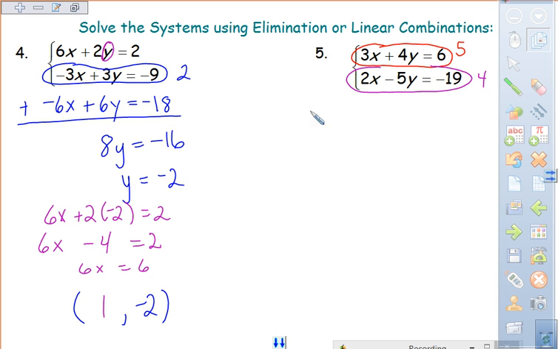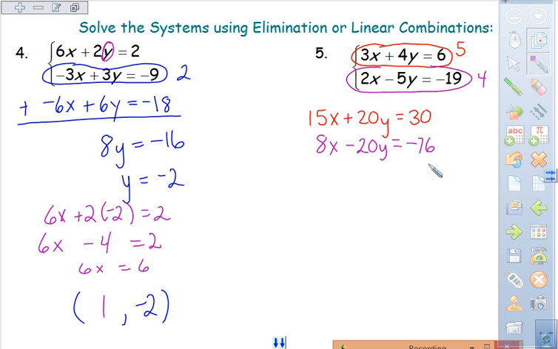So my new top equation becomes 15x plus 20y equals 30. The purple equation becomes 8x minus 20y equals negative 76. So now that we have opposites in our y's, we can add them together so that the y's eliminate.